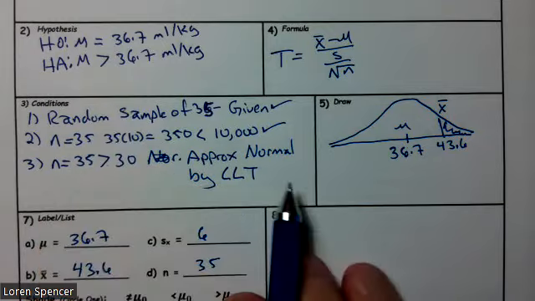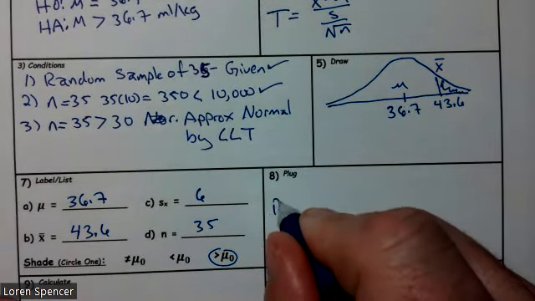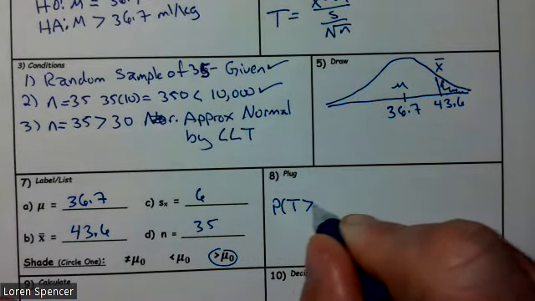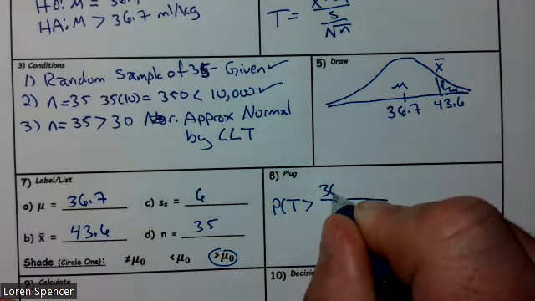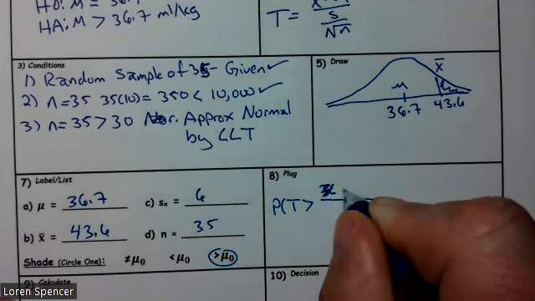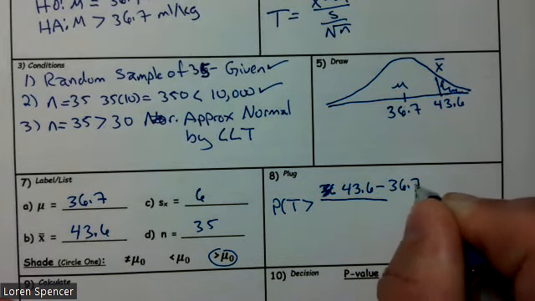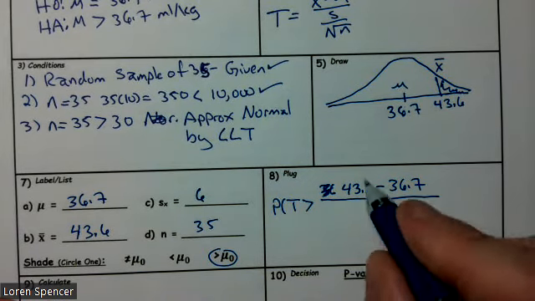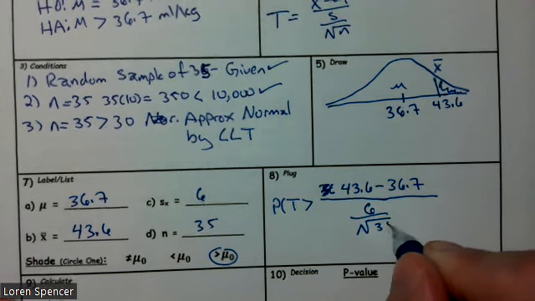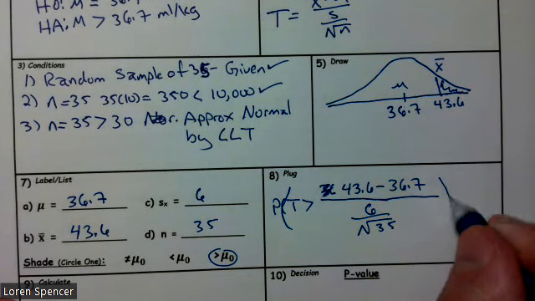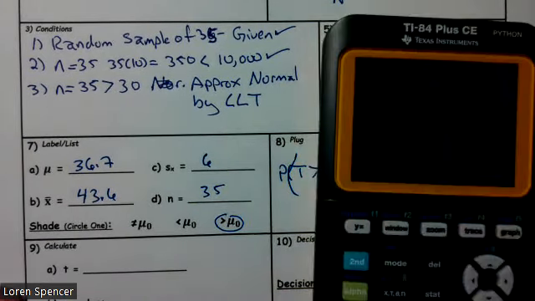Our standard deviation is 6, and our sample size was 35. And based on our alternative and what way we shaded, we know we wanted greater than. So the probability that T is greater than our sample mean of 43.6 minus 36.7 divided by, and a sample size of 35. All right, so let's go ahead and run this.